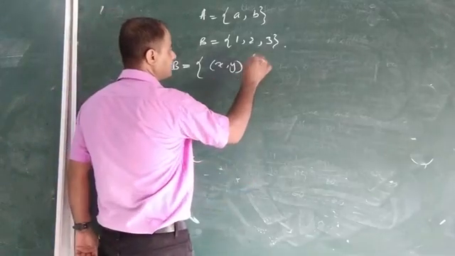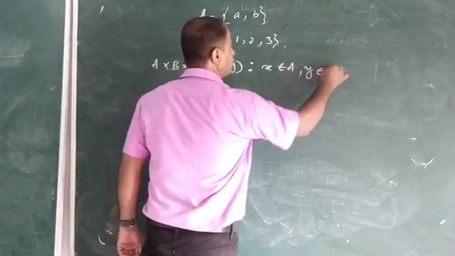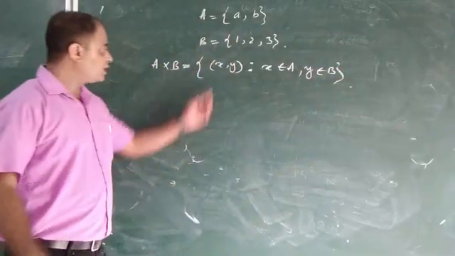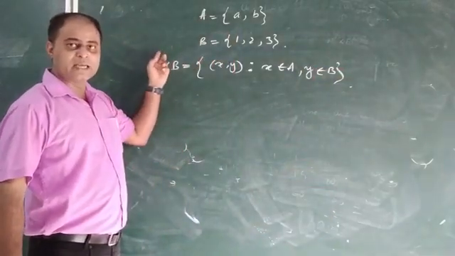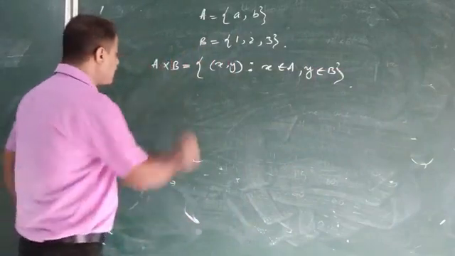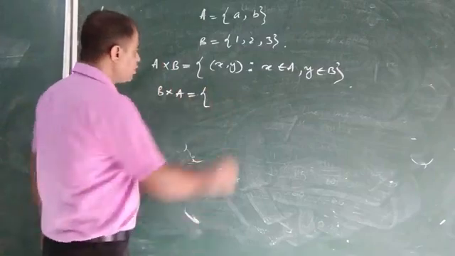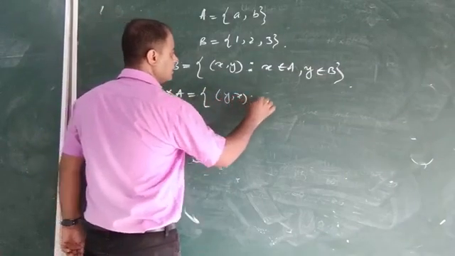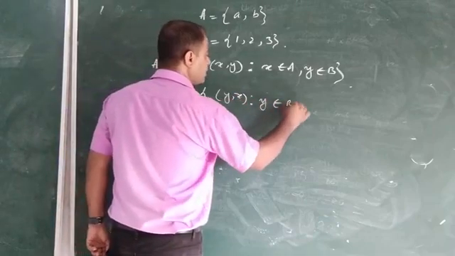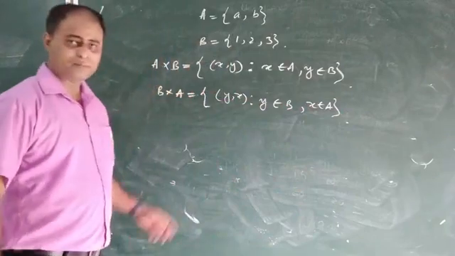Such that x belongs to A and y belongs to B. That means the first element comes from the first set, the second one comes from the second set. Clear? And B cross A also. We get A cross B and B cross A also, which is in the form of (y, x), such that y belongs to B and x belongs to A. Right? This is the definition.